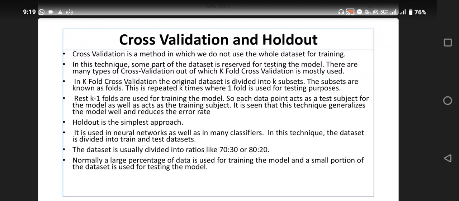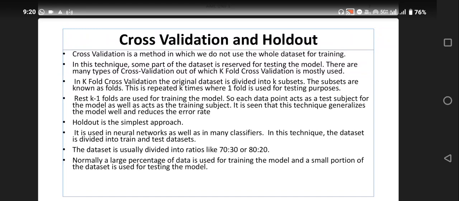In k-fold cross validation, the original data set is divided into k subsets. The subsets are known as folds. This is repeated k times, where one fold is used for testing. The remaining k minus 1 folds are used for training the model. So each data point acts as a test subject for the model as well as a training subject. It is seen that this technique generalizes the model well and reduces the error rate.